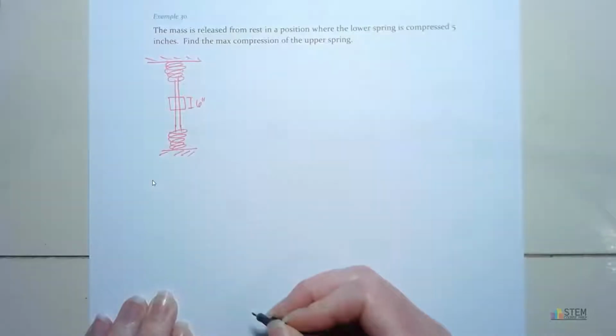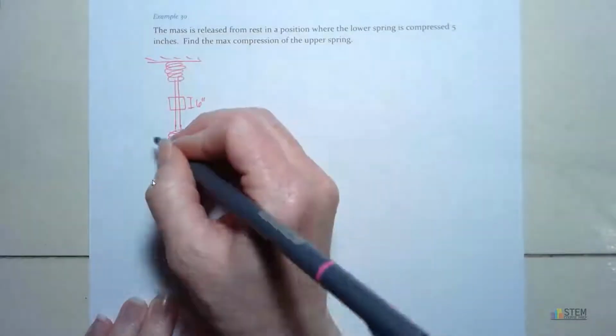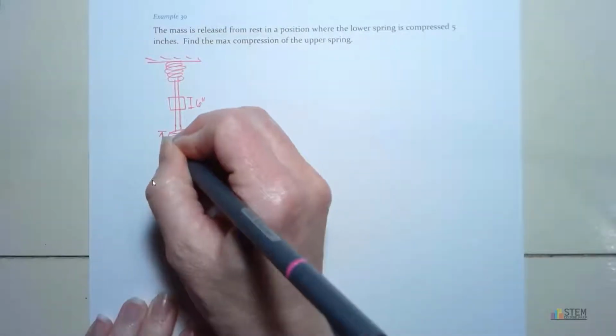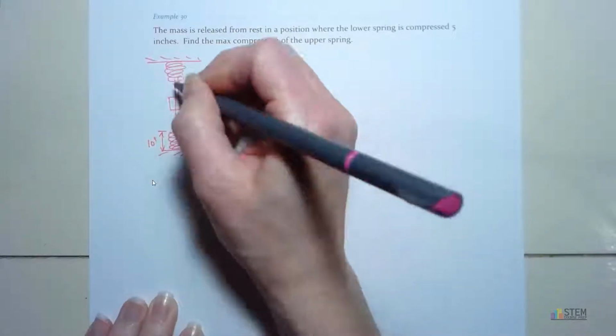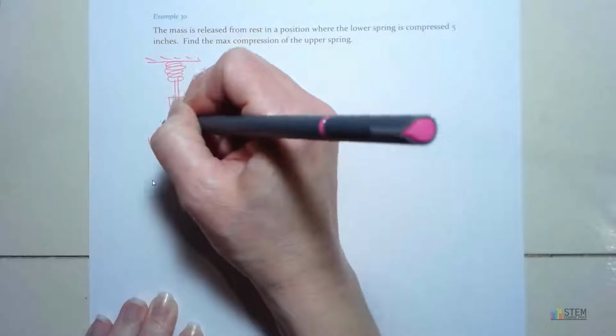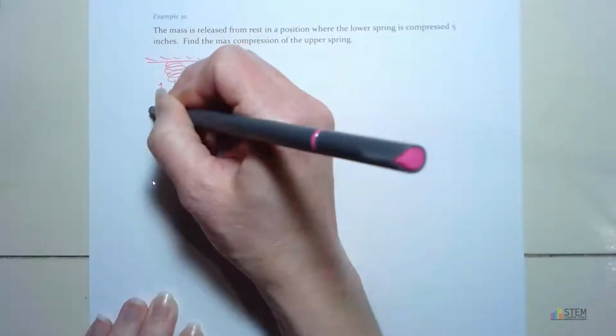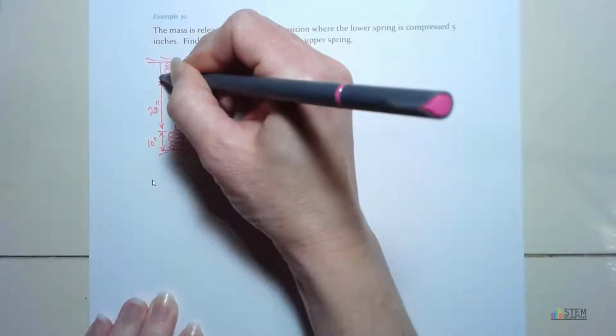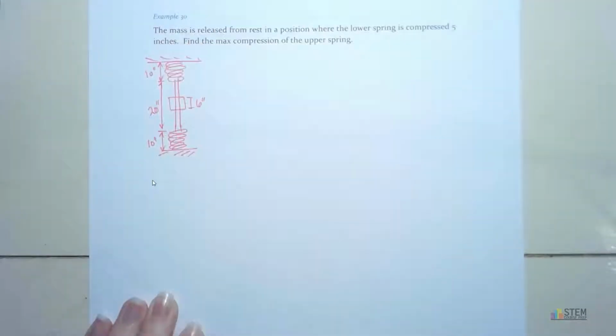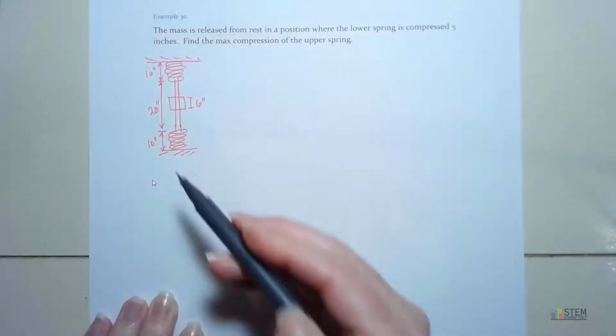6 inches tall. All right, and the length of this spring is 10 inches. So that's the unstretched length. The length of this rod is going to be 20 inches. And then the length of this spring up here is also 10 inches. All right, so these are the unstretched lengths.